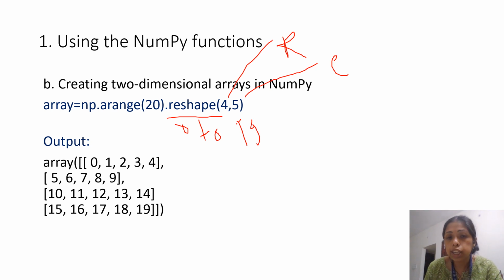There are 20 elements here. When you do the reshape, the multiplication of the rows and columns should be equal to the number of elements. If you write 3 comma 5, you will get an error message, because you have 20 elements but 3 multiplied by 5 gives 15 elements, which is not feasible. Whenever you multiply the rows and the columns, it should be equal to the number of elements.